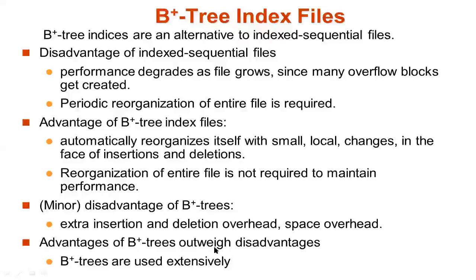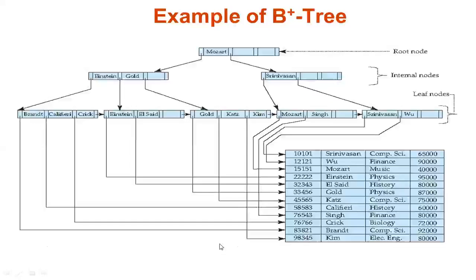So here is the example for the B plus tree. Here all the data is stored in the leaf node. One of the main differences between the B tree and the B plus tree is that whatever data you have, all of it will be present in the leaf node in the B plus tree. You can see here that the data is in a sequential file. This sequential file is represented in the form of B plus tree indexing.